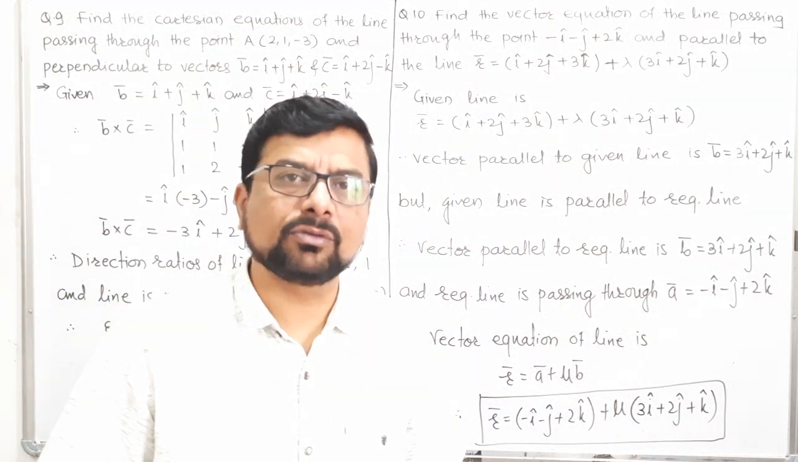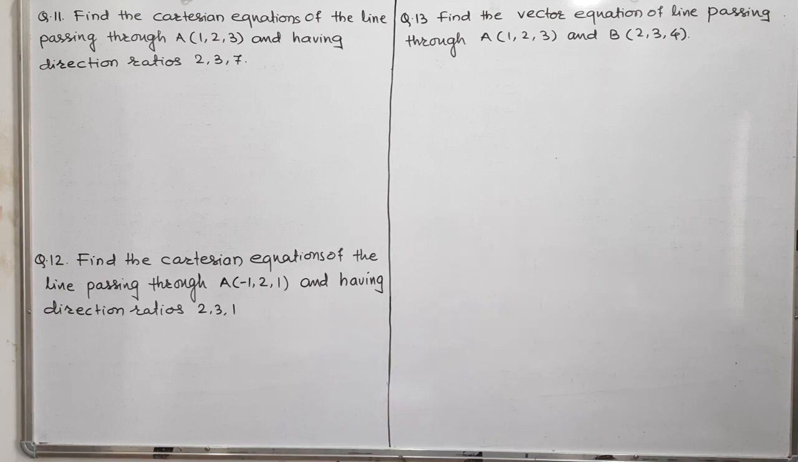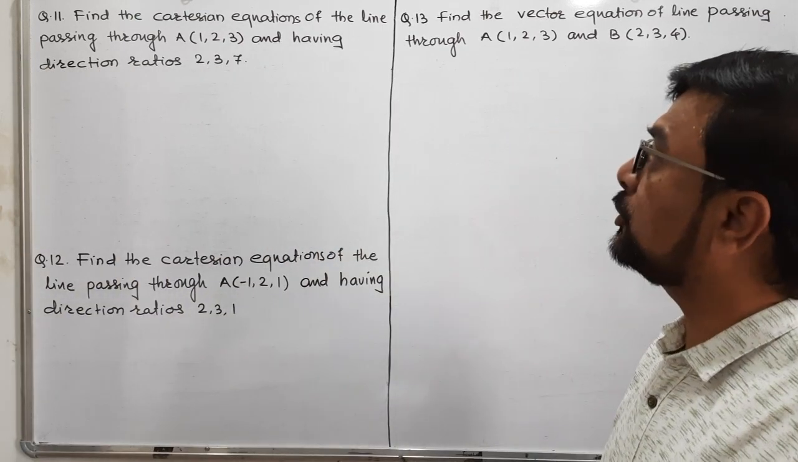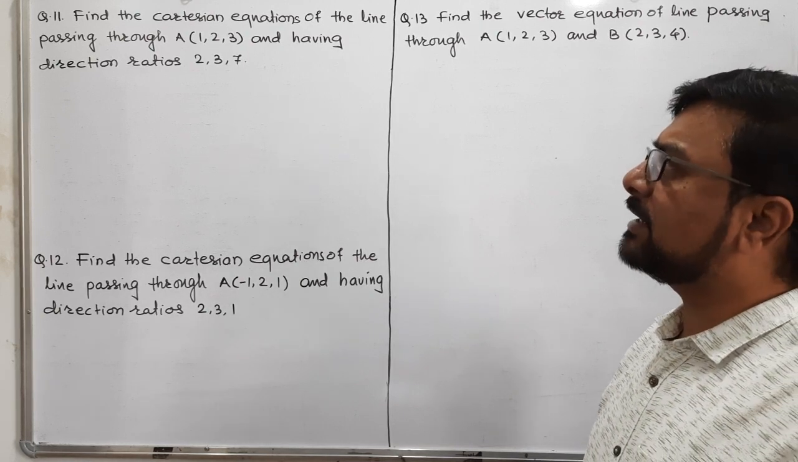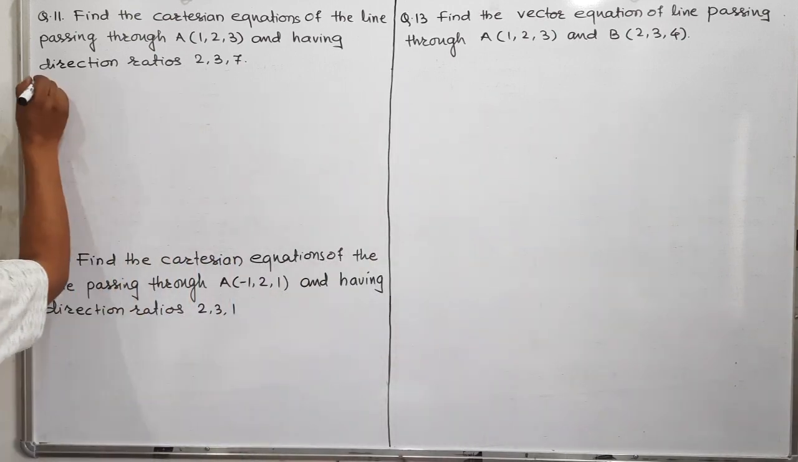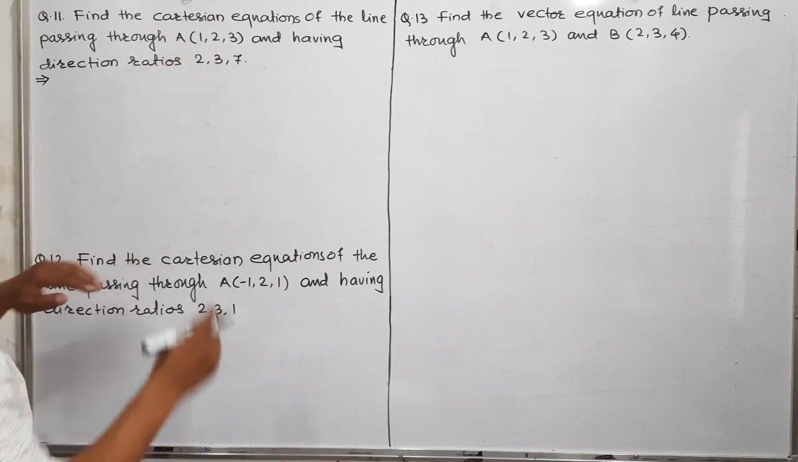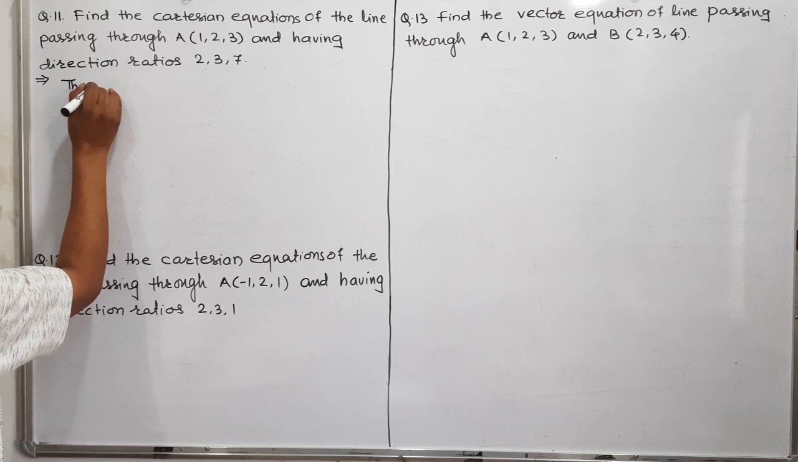Now we'll continue with question number 11. Find the Cartesian equation of the line passing through the point A(1, 2, 3) and having direction ratios 2, 3, 7. Now the direction ratios are directly given to us and the point on the line is given to us. Therefore, directly we'll write the equation of the line.